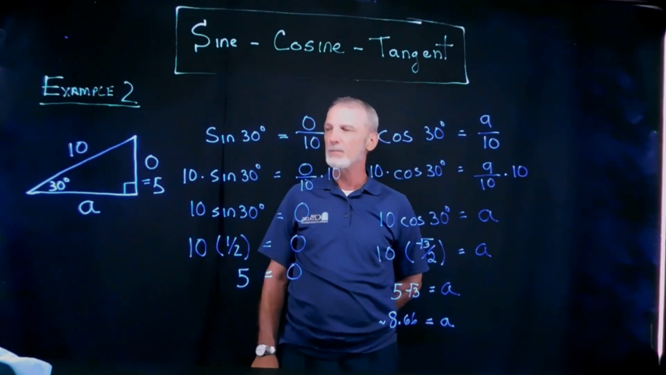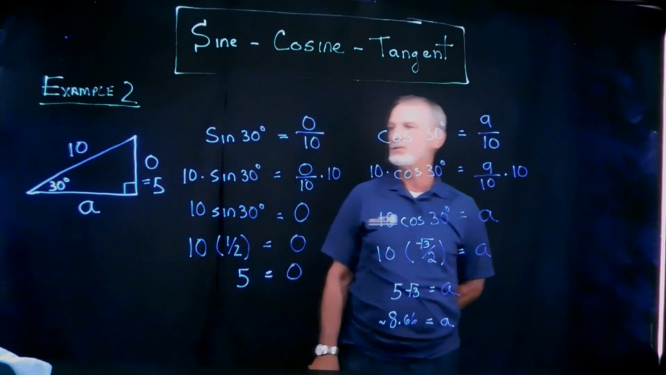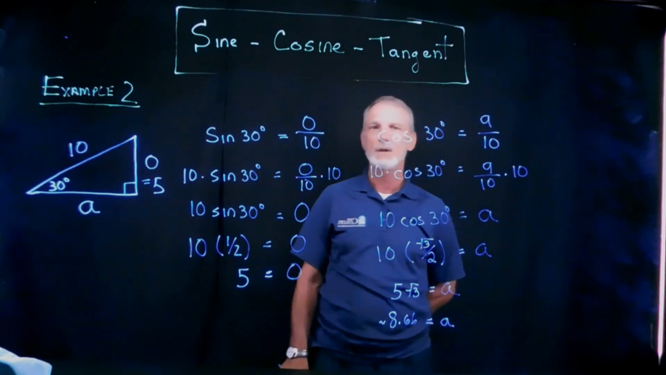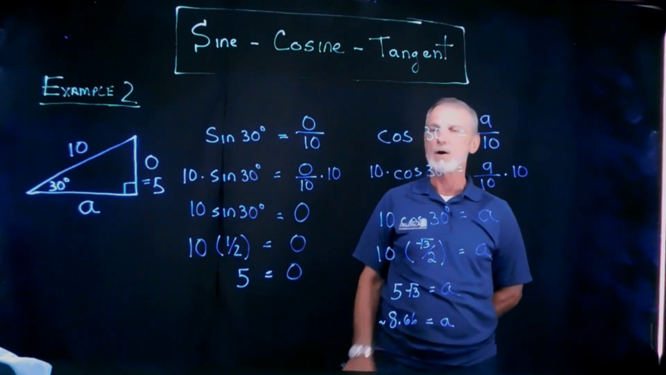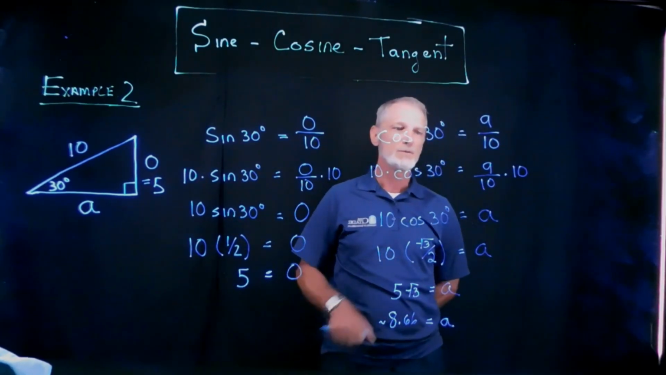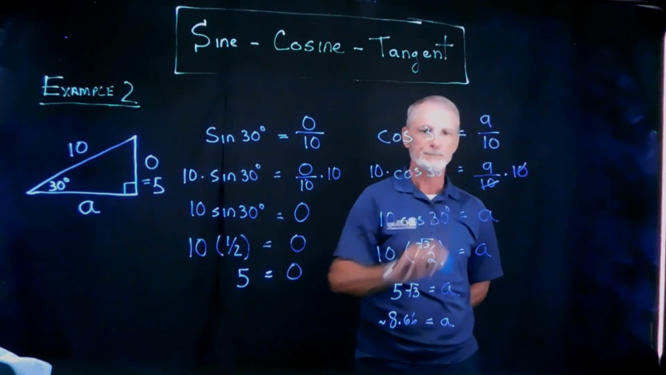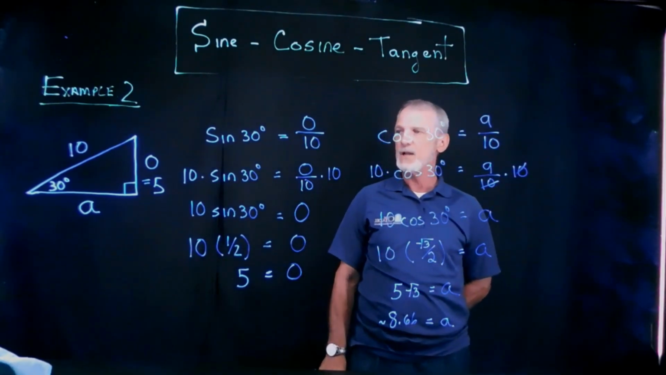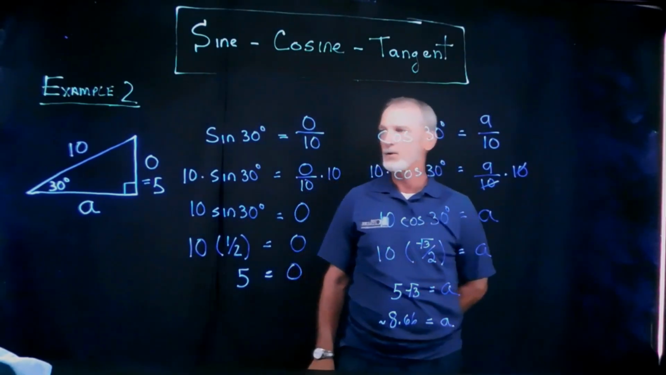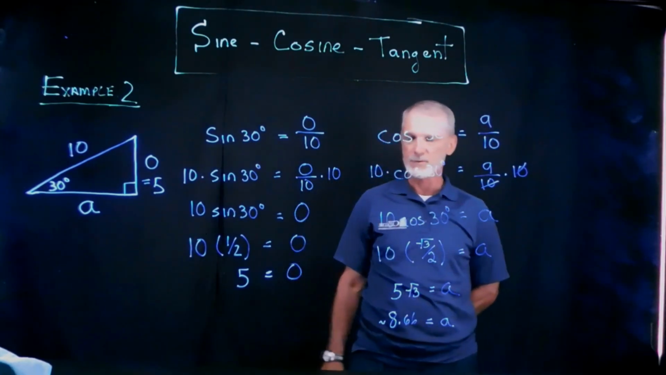We can do the same sort of procedure to find the adjacent side. So we know that the cosine of 30 degrees is the adjacent side divided by the hypotenuse. And again, if we multiply both sides of that equation by 10, we get 10 times the cosine of 30 degrees is just equal to A, because the 10's cancel. And so we can get the adjacent side right away if we know the cosine of 30 degrees. Again, the cosine of 30 degrees is the same regardless of the size or dimension of the triangle.